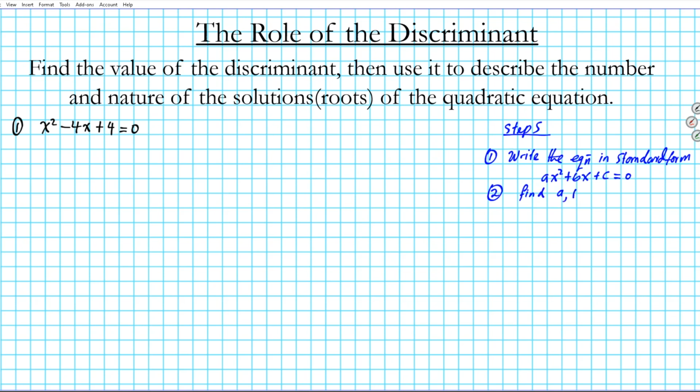Find your a, b, and c values. All right, and then now that you have a, b, and c, those are the ingredients you need to find your discriminant. Okay, so you plug a, b, and c into the formula, b squared minus 4ac, that will give you the discriminant.